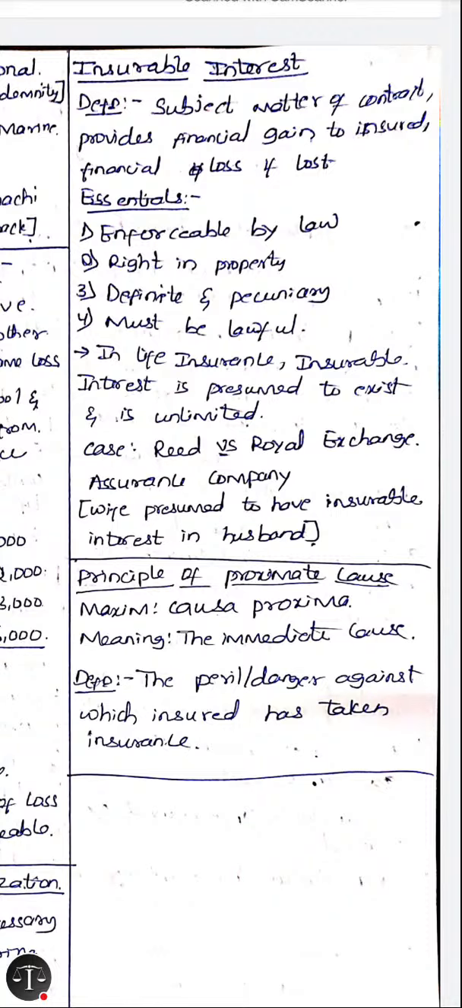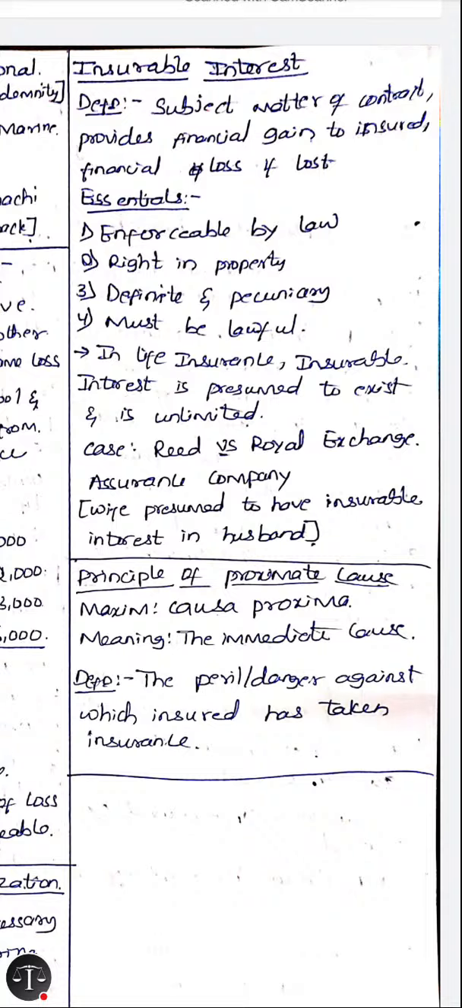There is a case law, Reed versus Royal Exchange Assurance Company. In this case, it was held that the wife is presumed to have insurable interest in the husband, because the husband is the one who provides the wife with all the food and other necessities. So if the husband dies, then the wife will suffer a total loss. She cannot maintain herself. That is why the wife has insurable interest in the husband.